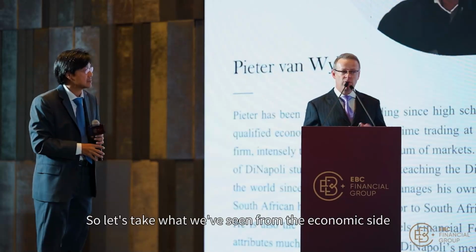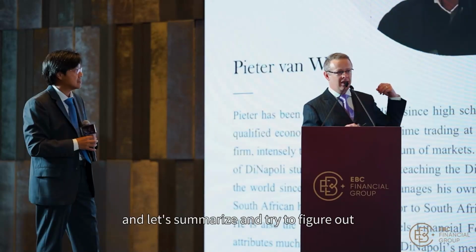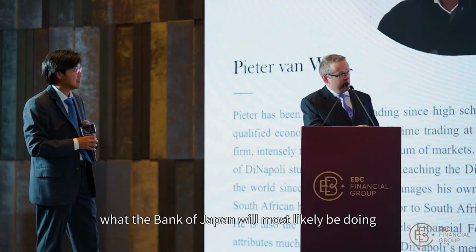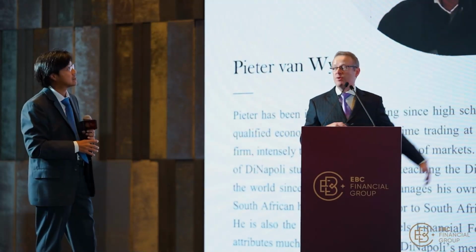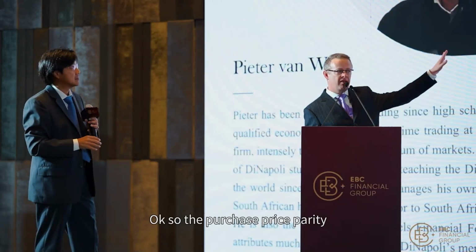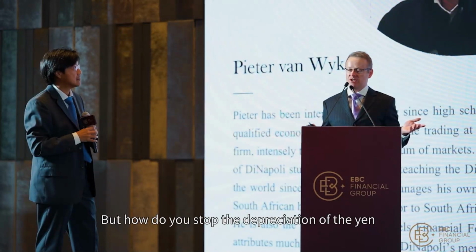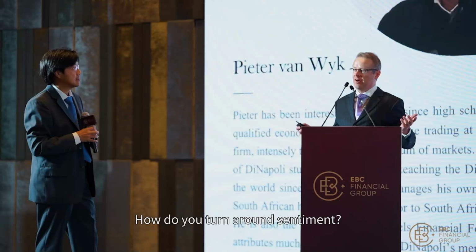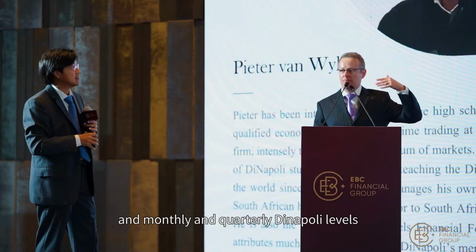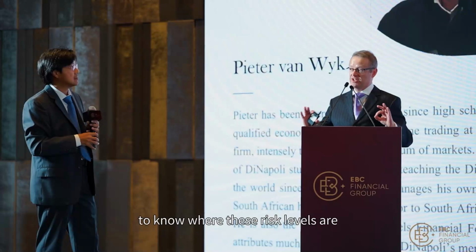Okay, so let's take what we've seen from the economic side, and we'll take what we've seen from the technical side, and let's summarize and try to figure out what the Bank of Japan will most likely be doing. Okay, so possible switch. The purchasing power parity showing us the yen is already cheap. But how do you stop the depreciation of the yen when you're a central bank? How do you turn around sentiment? You can still intervene at critical levels, and monthly and quarterly DiNapoli levels will be helping us with that, to know where these risk levels are.